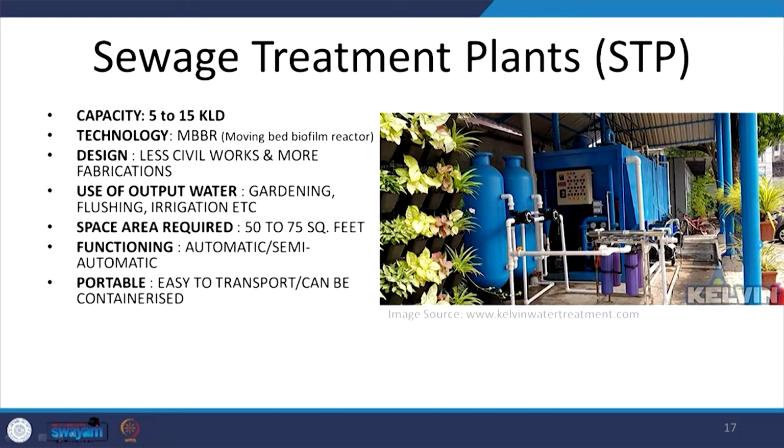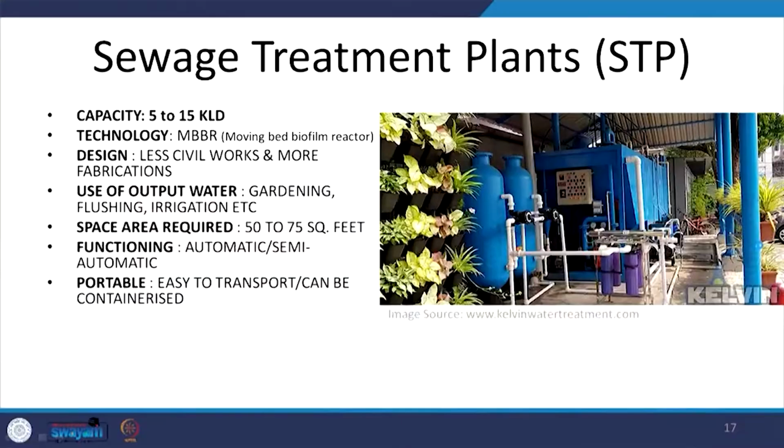Now, the advantage for this one is that it requires very little civil work, but a lot of fabrication is required. So, there are many companies which supply ready-made fabrication. It is a quick process, you can do it very quickly, and the water coming out of this treatment plant is good enough to be used for gardening, flushing, irrigation, etc. The space requirement is also not very high, and it is more or less automatic or semi-automatic in its functioning.